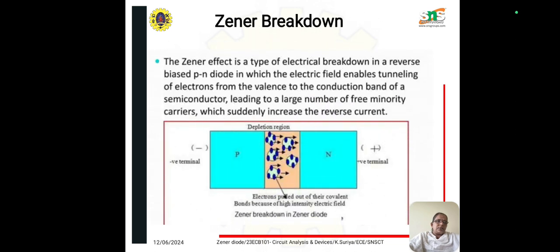Next is the Zener breakdown. Zener breakdown happens in a heavily doped PN junction diode. In this diode, if the reverse bias voltage reaches closer to the Zener voltage, the electric field gets stronger and is sufficient to pull the electrons from the valence band. These electrons then gain energy from the electric field and break free from the atom. Thus, for these diodes in the Zener breakdown region, a slight increase in the voltage causes a sudden increase in the current. As shown in the figure, electrons are pulled out of their covalent bonds because of the high intensity of the electric field. That case is known as the Zener breakdown.